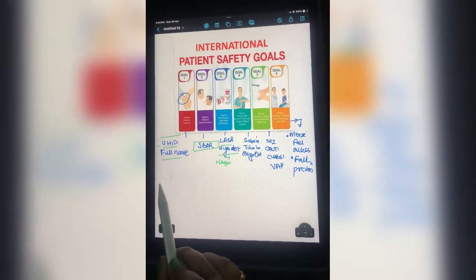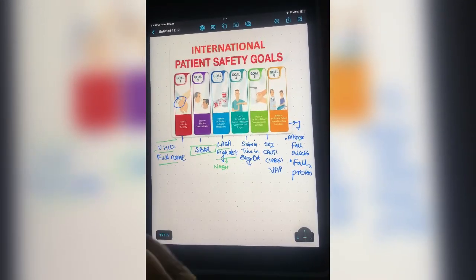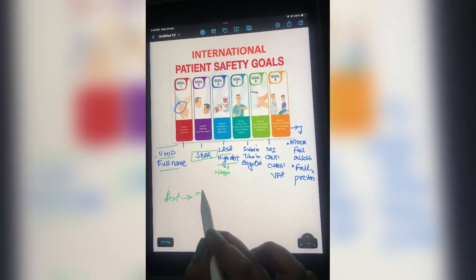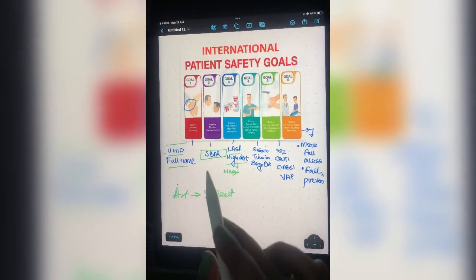comes to you, suppose one patient is admitted. So when the patient comes to you, the patient is admitted, the first thing you need to do is identify. So you will identify.